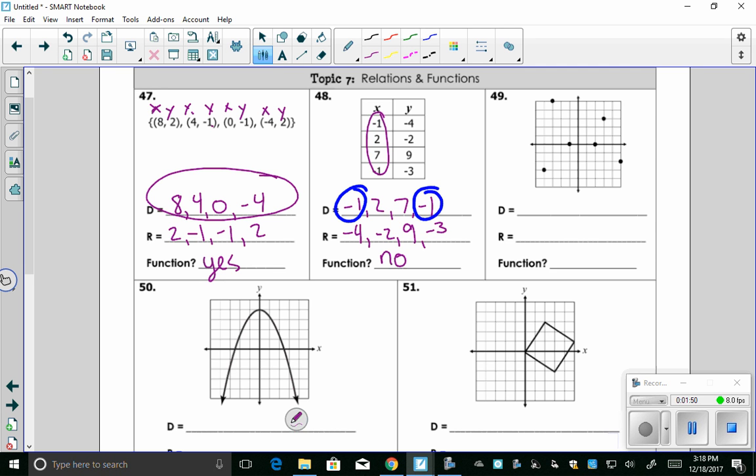Okay. Domain is all your x values. So I have a point here, here, here, here, here, and here. So I'm going to list all those values. This one is going to be negative 4, this one is going to be negative 3. Negative 3's here, negative 1's here, 2, 3, and it looks like 5. So that's my domain.